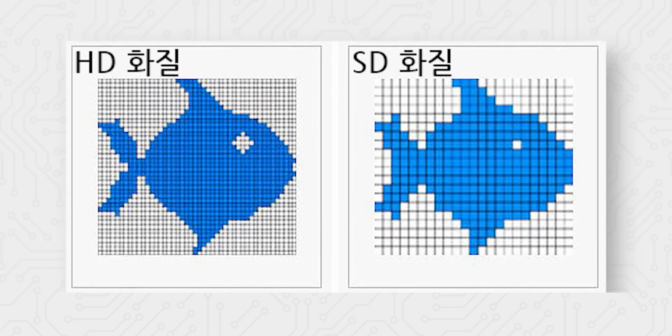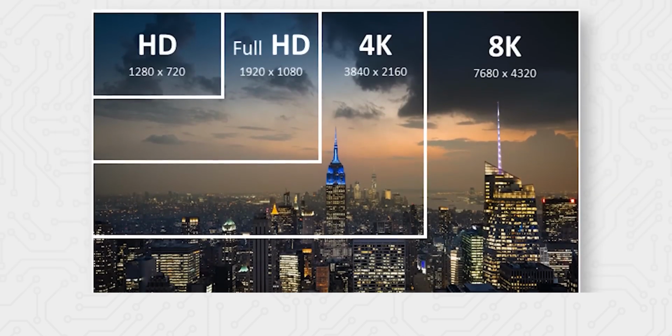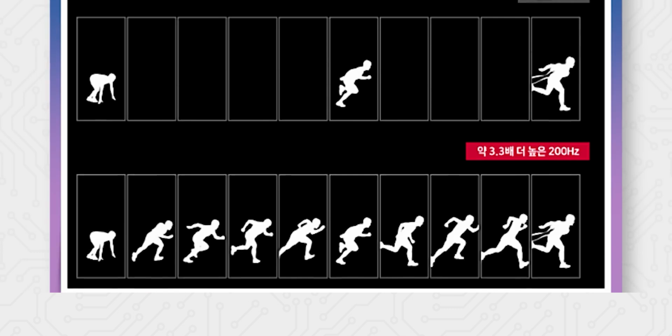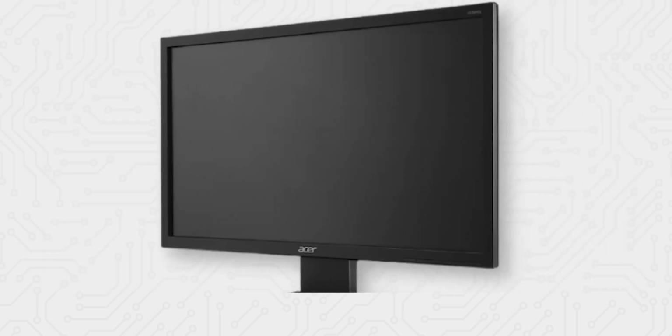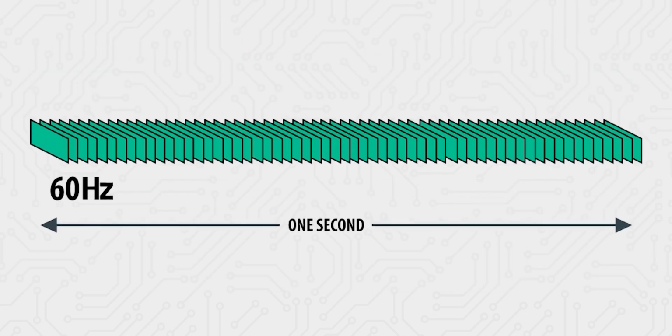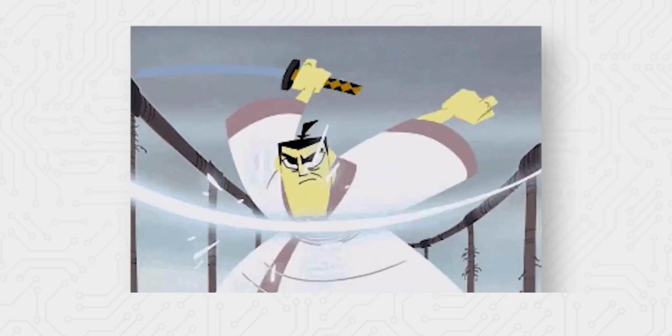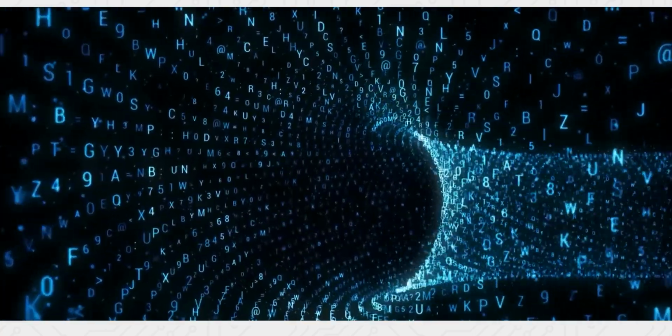Resolution refers to how closely packed the pixels are, such as in Full HD or 4K. The refresh rate indicates how many frames can be displayed on the screen per second. Generally, most monitors support 60 Hz, meaning they can show 60 frames per second. The more frames that can be displayed per second, the smoother the video appears.